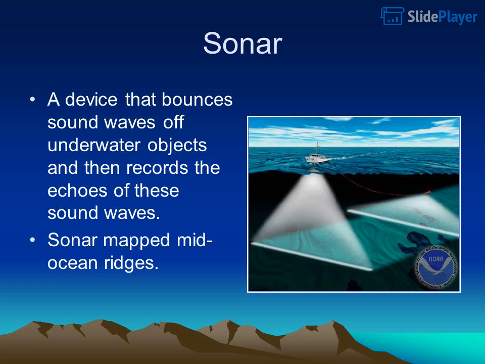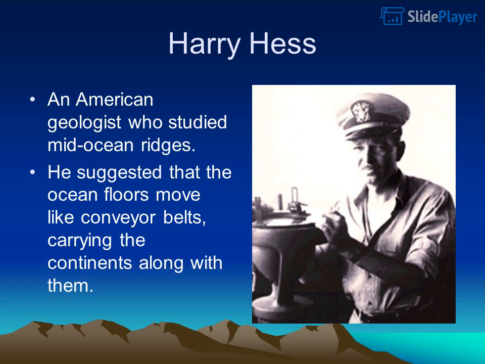Sonar is a device that bounces sound waves off underwater objects and then records the echoes of these sound waves. Sonar mapped mid-ocean ridges. Harry Hess, an American geologist, studied mid-ocean ridges. He suggested that the ocean floors move like conveyor belts, carrying the continents along with them.